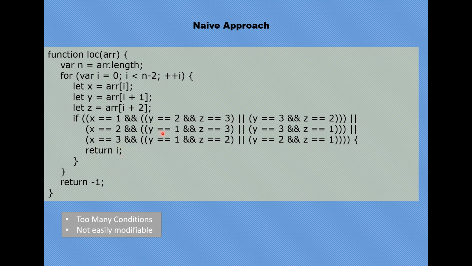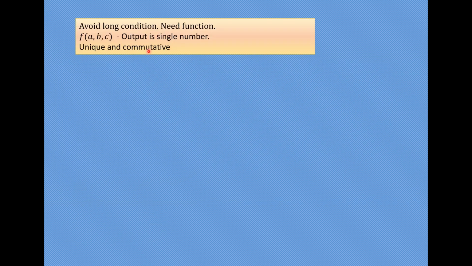So this approach, though it works, is not the best approach, and can we think about some better approach than this? Think about the better approach. We'll need to avoid the long condition, and to avoid the long condition we will need a function. A function which will take three arguments and then simply output a single number, and the nature of this function should be such that the output should be unique and the function should be commutative.